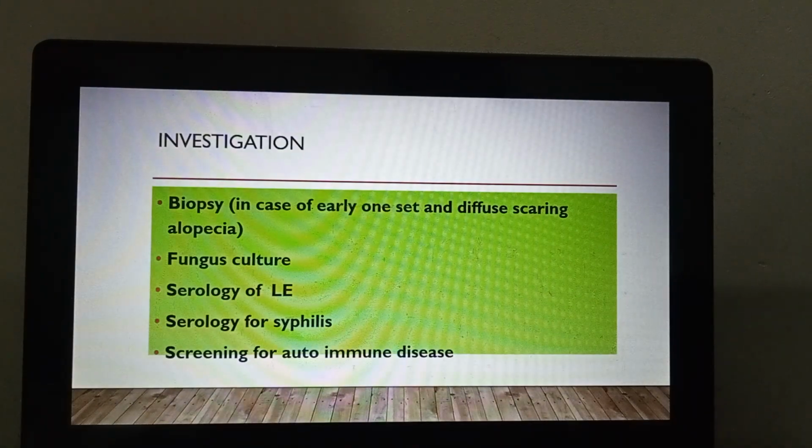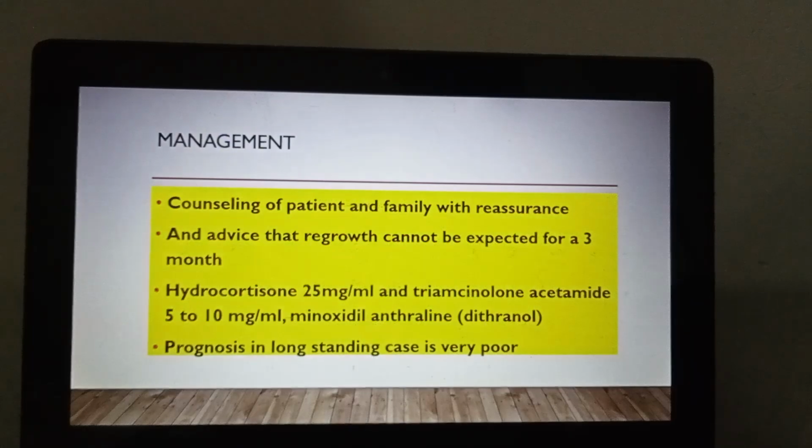Investigation. The number one investigation is biopsy, especially in case of early onset and diffuse scarring alopecia. The second investigation is fungus culture. Third is serology for lupus erythematosus, serology for syphilis, and screening for autoimmune disease. As I have already discussed, there are lots of other diseases which resemble alopecia areata, so we will investigate all these conditions.